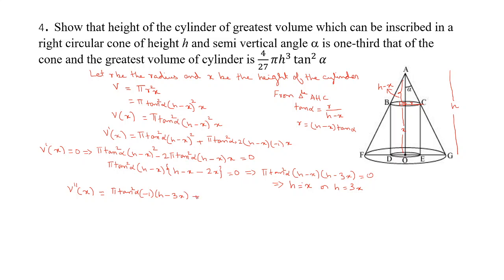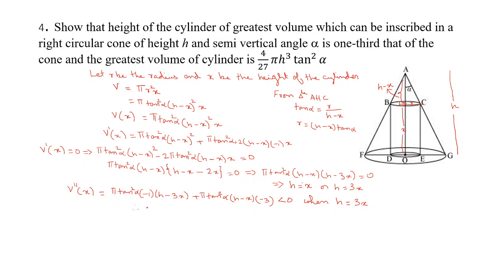Then plus pi tan square alpha (h minus x) into minus 3. So this is the second derivative. Now when h is equal to 3x, that is this critical point, this will become less than 0. So that means the second derivative is less than 0 when h is equal to 3x.